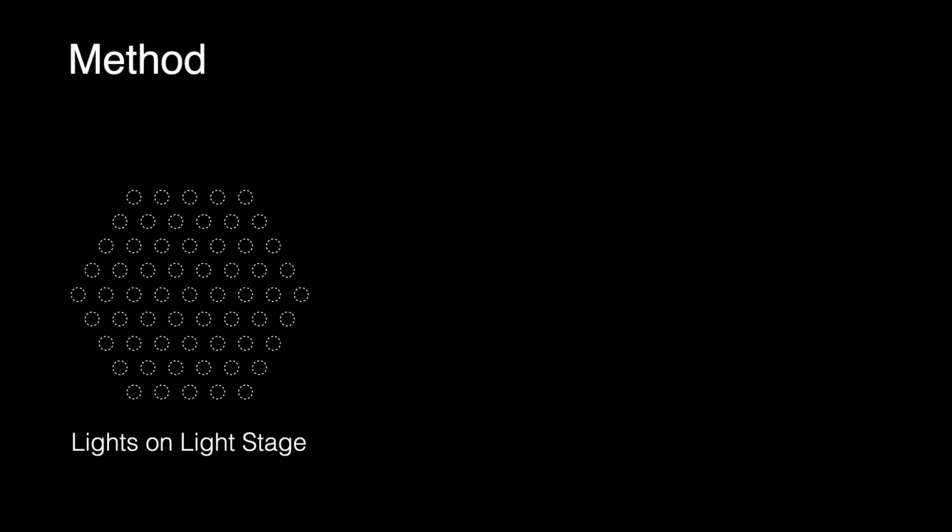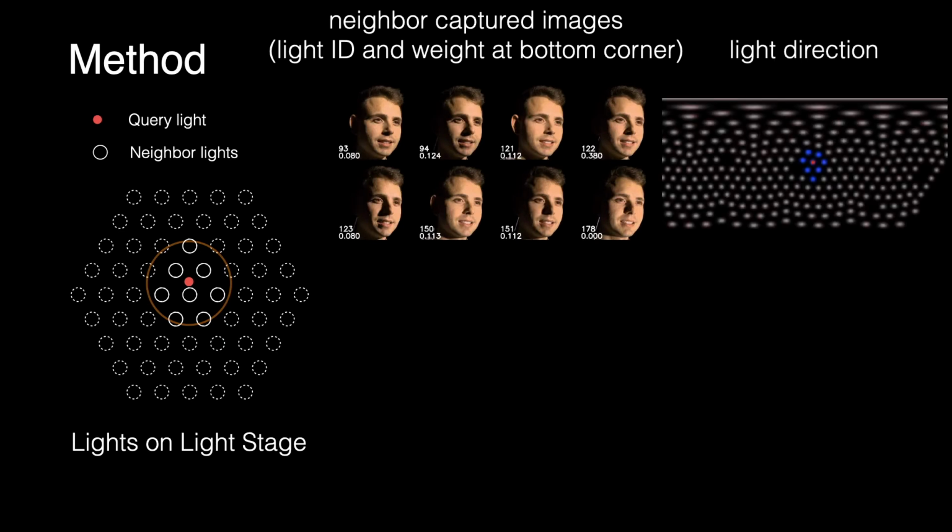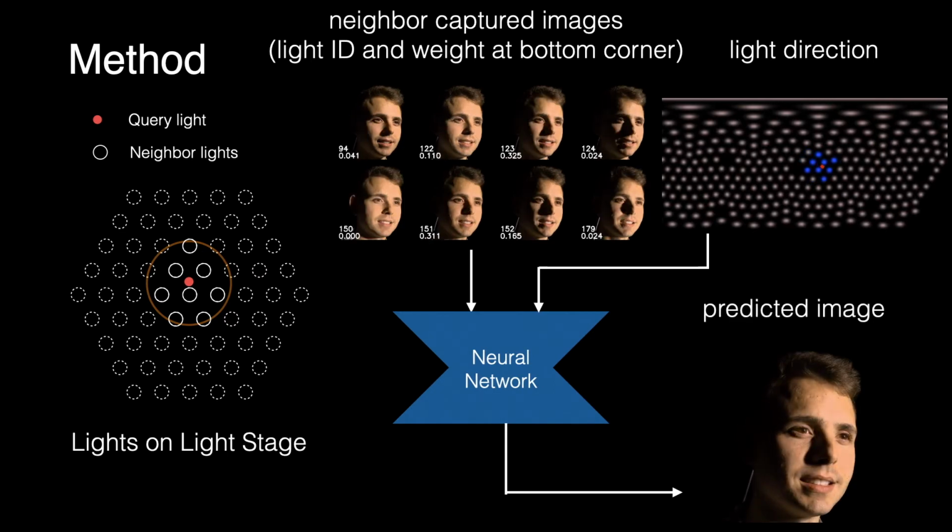However, as there are hundreds of LEDs on the light stage, it's not possible to feed all the OLAT images into the network. Thus, given a query light direction, which is shown as the red dot here, we only choose the images of the neighboring LEDs to predict the image under the target light. To give a concrete example, we collect the neighboring images and their corresponding light directions. Using our neural network, we predict the image under the query light direction. Notice that as we move the query light, the input images and corresponding neighbors are also changing accordingly.